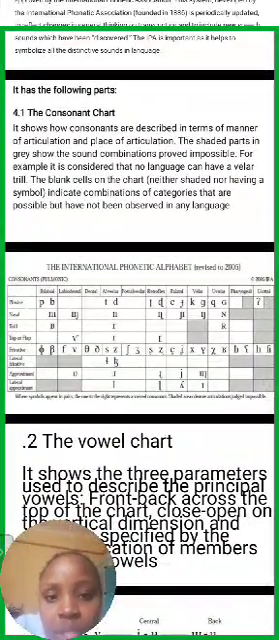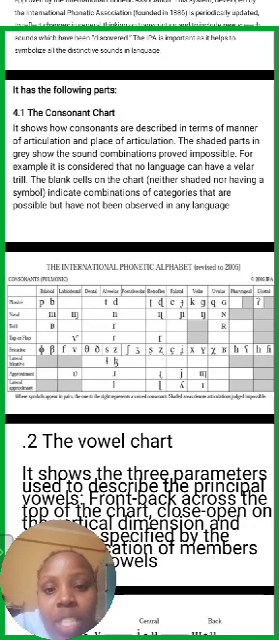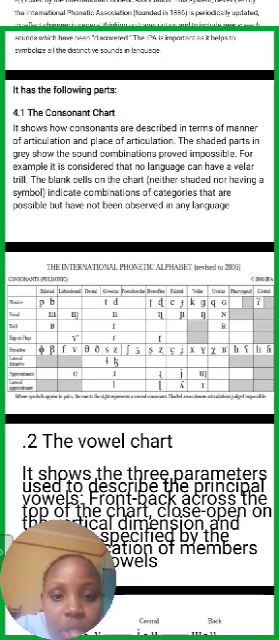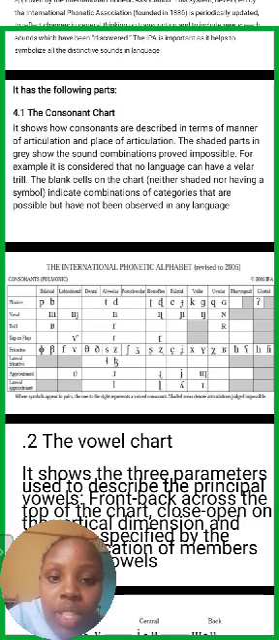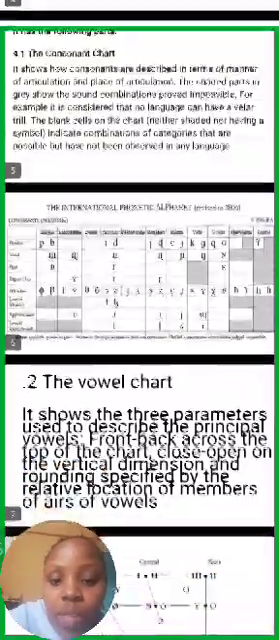The blank cells on the chart, neither shaded nor having a symbol, indicate combinations of categories that are possible but have not yet been observed in any language. For example, we have the bilabial approximant that is not even shaded or doesn't have any symbol. That shows that the category is possible but has not been observed in any language.